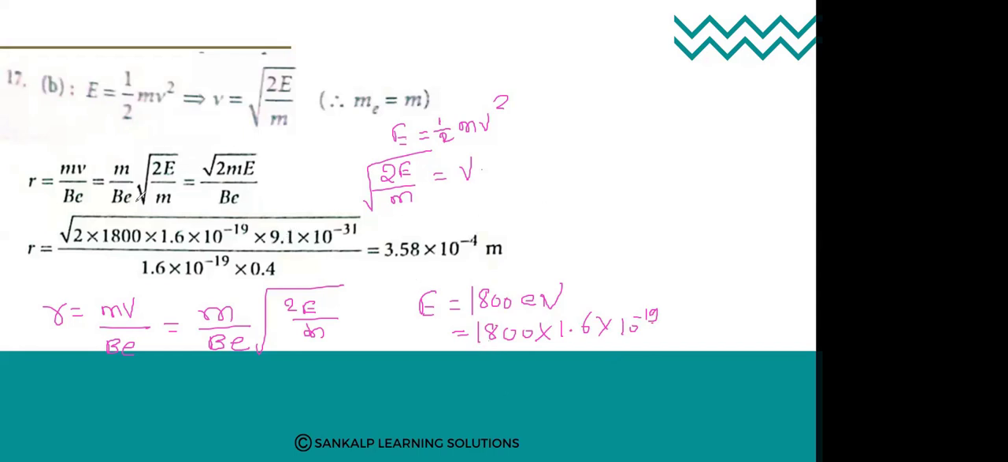So what you are doing is, under root of 2 into 1800 into 1.6 into 10 raised to minus 19 into the mass of the electron, that is 9.1 into 10 raised to minus 31. In the denominator we have B into e. B is the magnetic field, 0.4. e is the charge of the electron, that is 1.6 into 10 raised to minus 19. So on simplifying, we get 3.58 into 10 raised to minus 4.